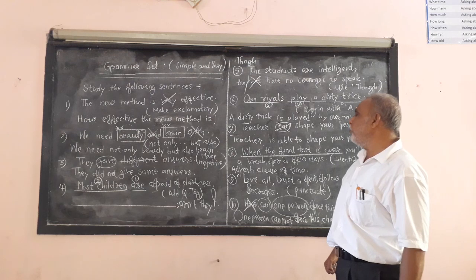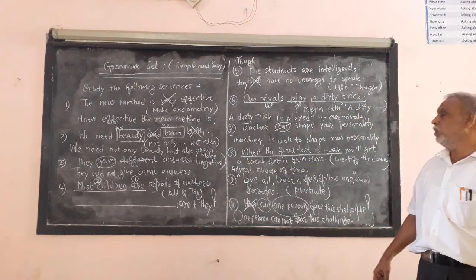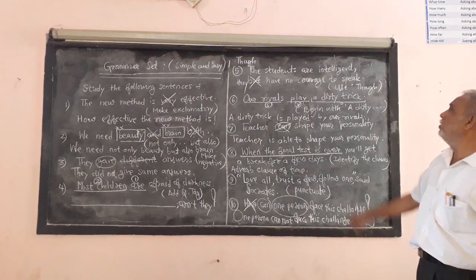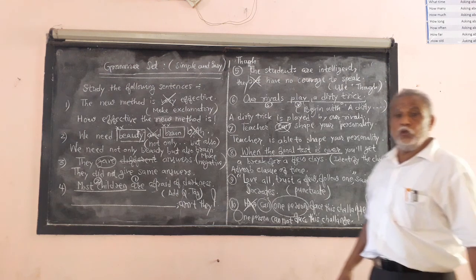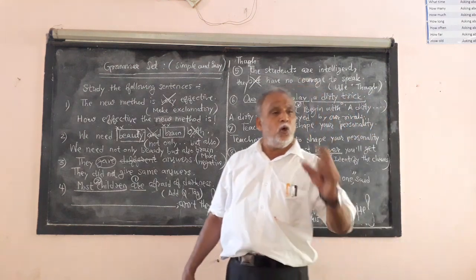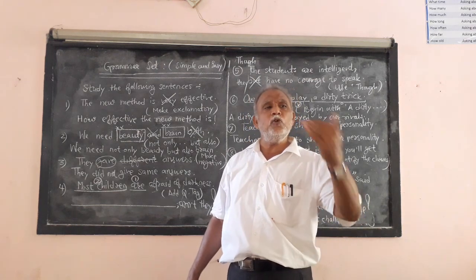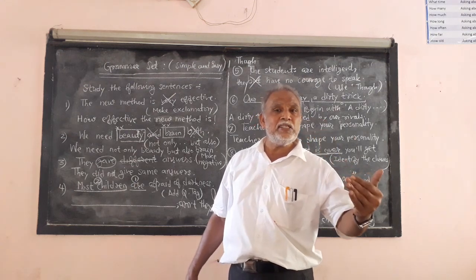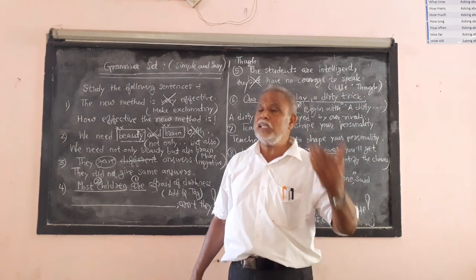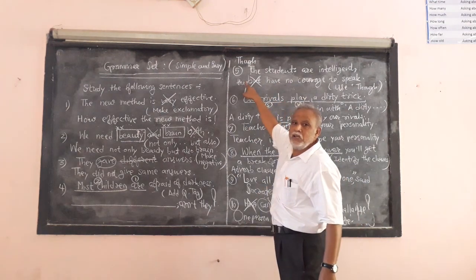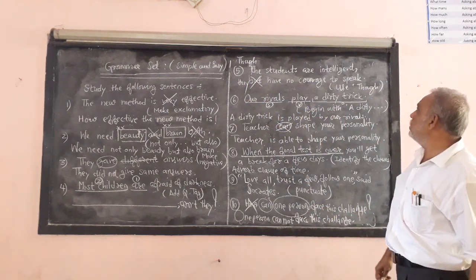Number 4. Most children are afraid of darkness. Add a question tag. Write the sentence as it is: Most children are afraid of darkness, and then write aren't they? Question tag. Number 5. The students are intelligent but have no courage to speak. Begin your sentence with though. Though the students are intelligent, place the comma, then remove but. If the second time subject is given, you need not give it. If the second time subject is not given, you have to give it, as we wrote they. Though the students are intelligent, they have no courage to speak.